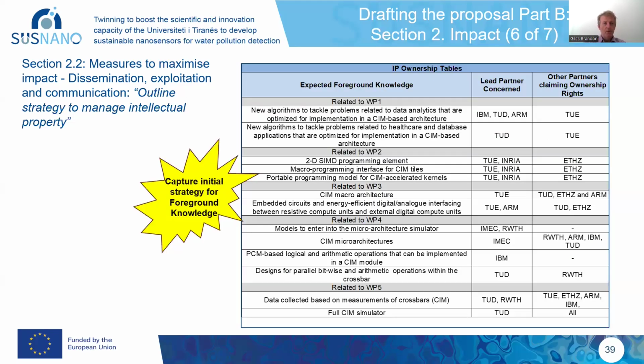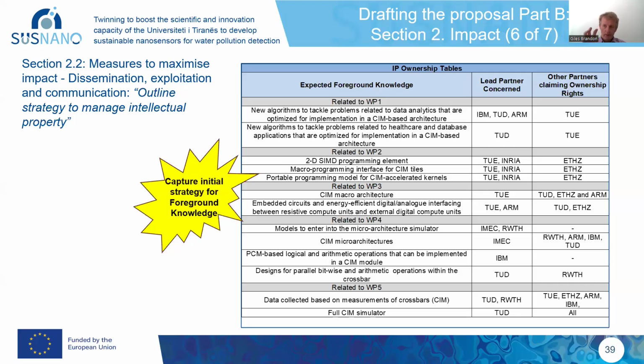Again, in this section 2.2, but now there's a part where the Commission requests us to outline our strategy to manage intellectual property. So this table, this is a real example. This is from the SUSNANO proposal project that I had on computation in memory.